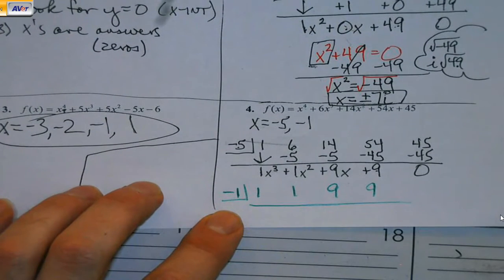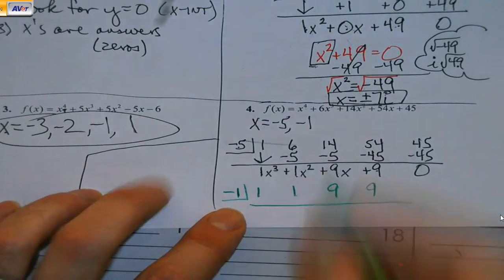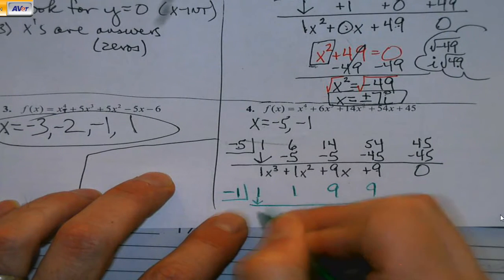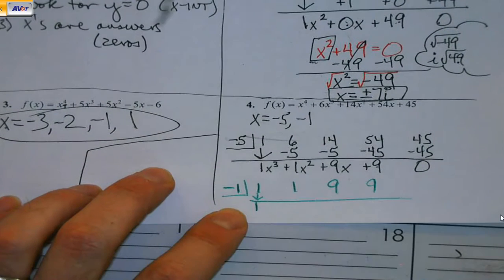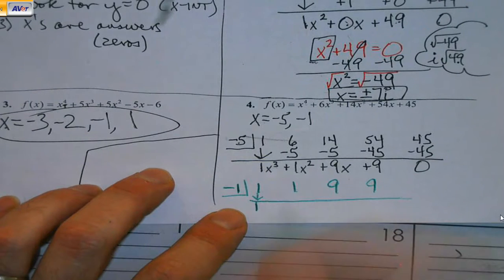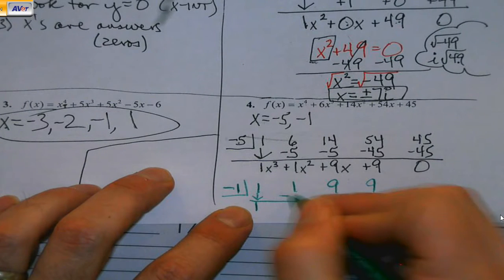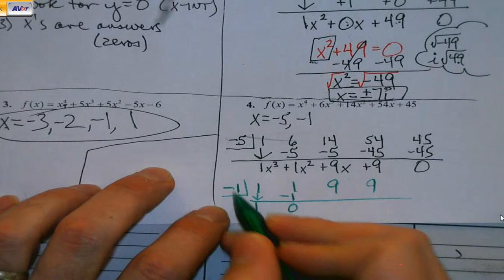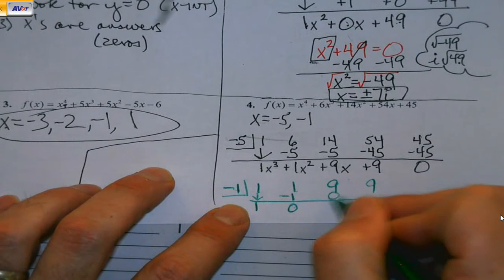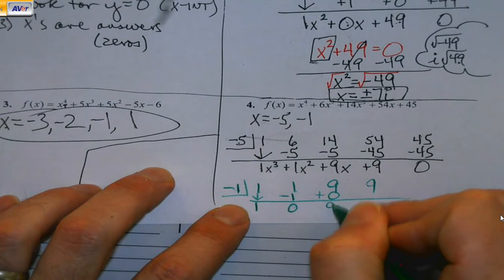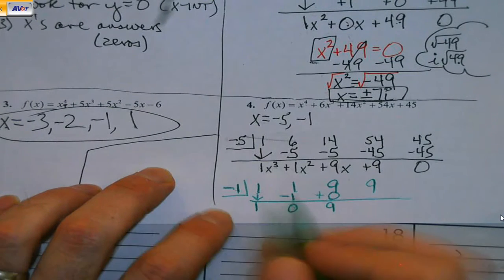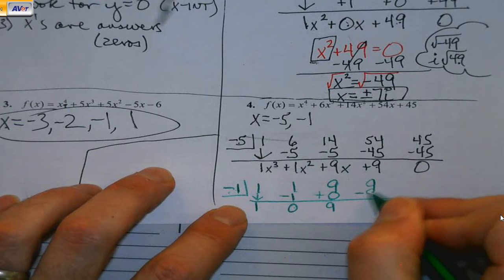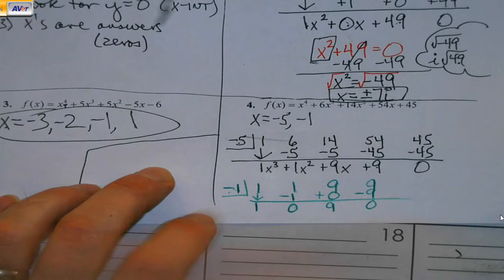And we're going to run the process one last time. I promise we will not be doing it more than one more time. So bring my first term down. Multiply it by what's in the box. Add down. Multiply by what's in the box. Add down. Multiply by what's in the box. This better be 0. And it is.